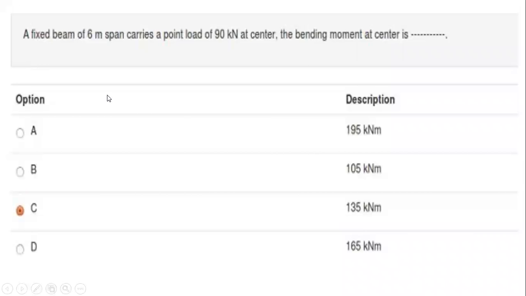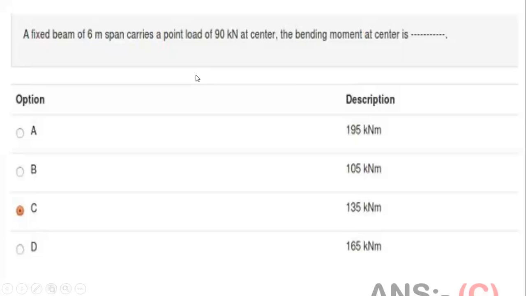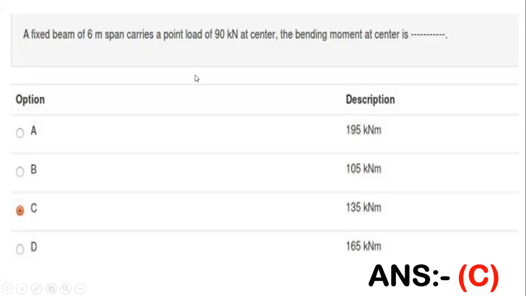A fixed beam of 6 meter span carries point load of 90 kilonewton at center. Then bending moment at center is, so this is the point load at center. Okay, so the formula will be WL by 4. So if you put the value of W as 90, L as 6, divided by 4, the answer is 135 kilonewton meter. That is the bending moment at center.